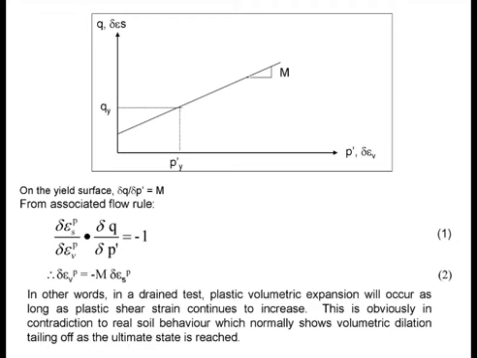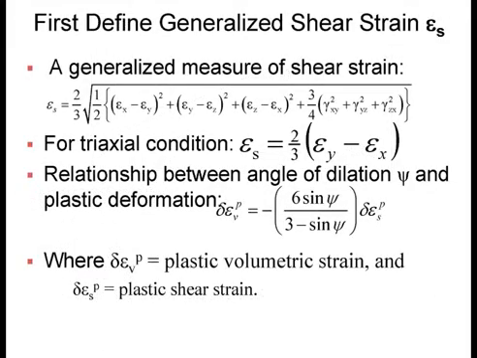Now, let us pause for a moment to examine what this means in terms of the angle of dilation. On this equation, we have noted that for associated flow rule, delta epsilon VP, the plastic volumetric strain increment, is minus M times the plastic shear strain increment. In our general definition for the angle of dilation over here, we have said that the plastic volumetric strain increment is minus this times this. Alright, so now let us compare this and see what is the implication of this thing.